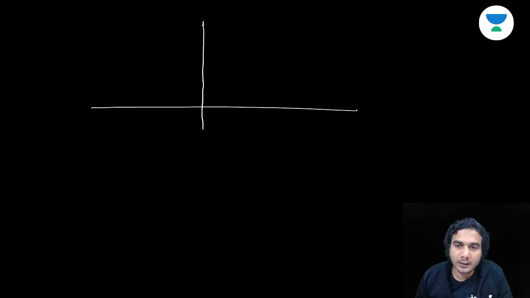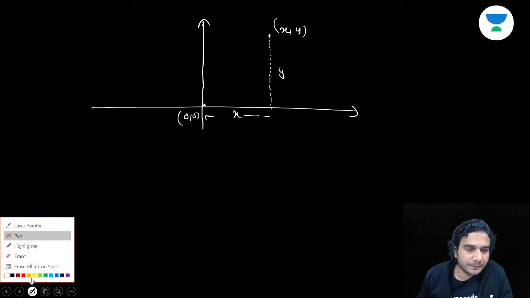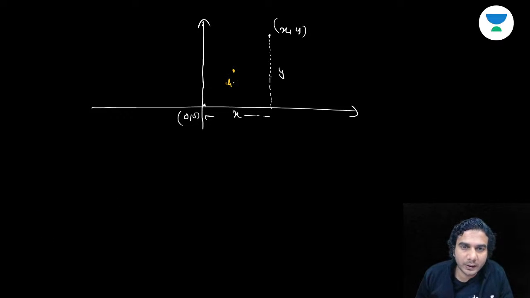Now see, this we can understand using shifting of origin. Suppose these are the coordinates x comma y with respect to the origin. Now x comma y means the perpendicular distances. This is y basically and this is x, right? This is the meaning of coordinates. If I shift the origin to some point h comma k, then what will happen?